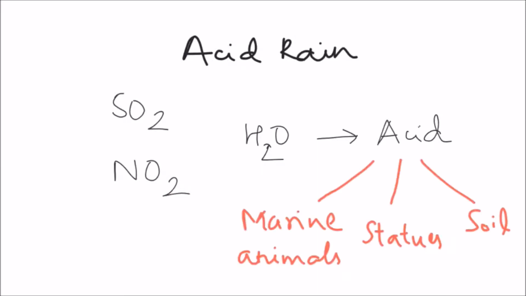Acid rain can have an adverse impact on living organisms. For example, marine animals stay in a narrow pH range. If the pH of the water goes below the range, all the organisms can die. Also, acid rain can corrode statues.